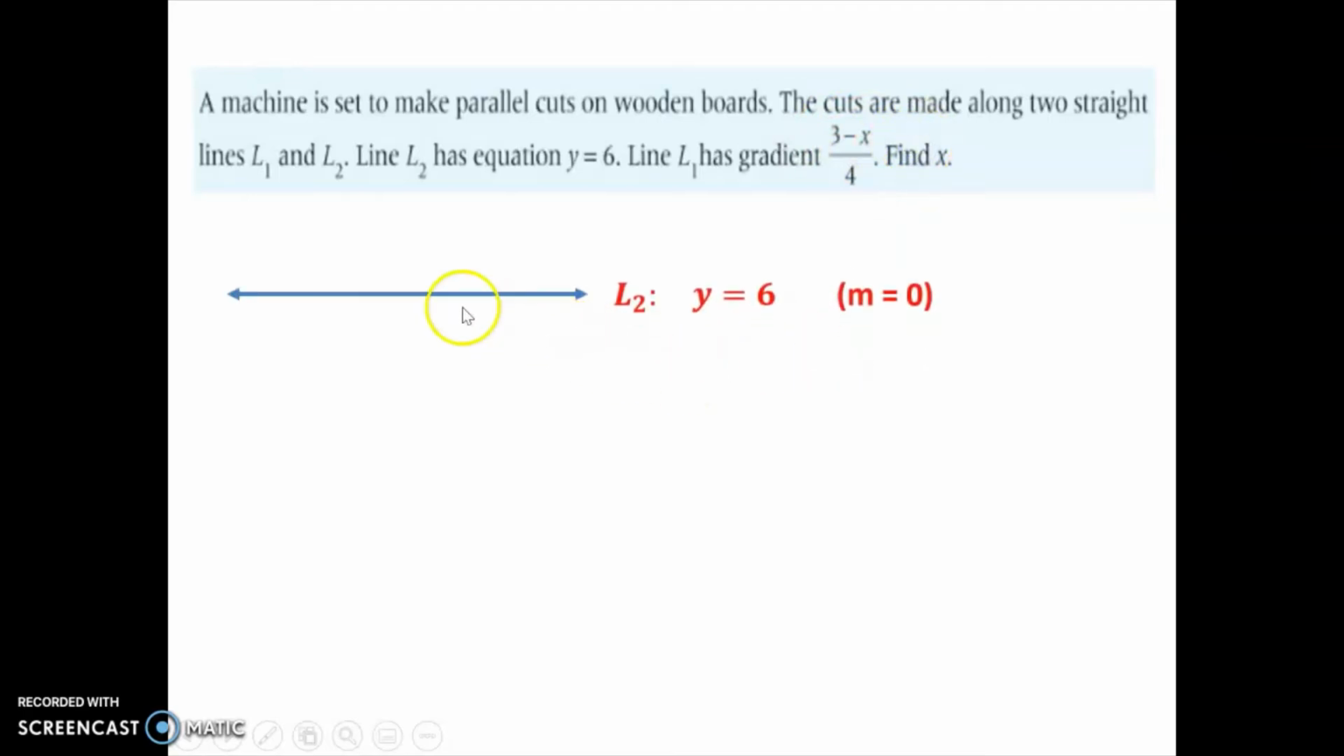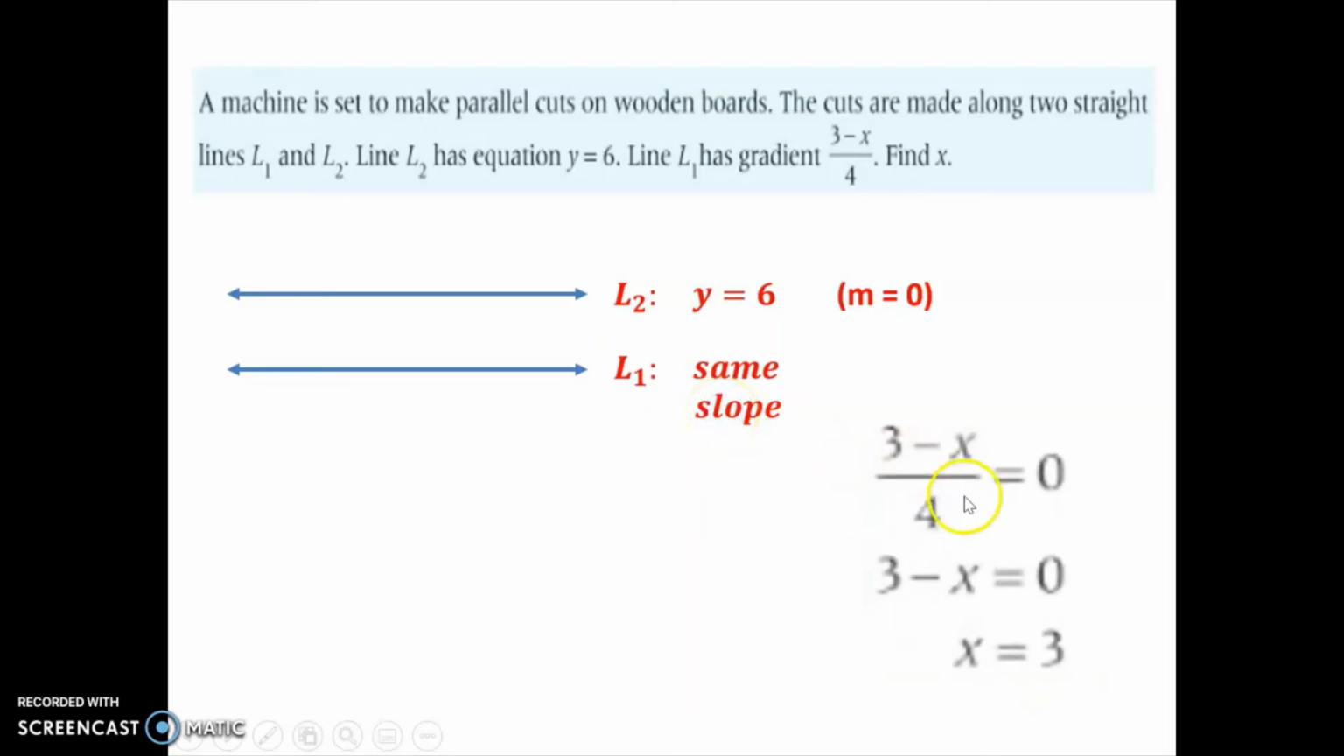So here's line 2. Line 2 is given with that equation. Line 1 is parallel to it, so same slope, which means slope of 0. And now let's solve. Line 1 has this slope, but we know the slope must be 0 because these are parallel and there's 0 slope here. Solve this, and you get x equals 3. I hope you're able to come up with that.